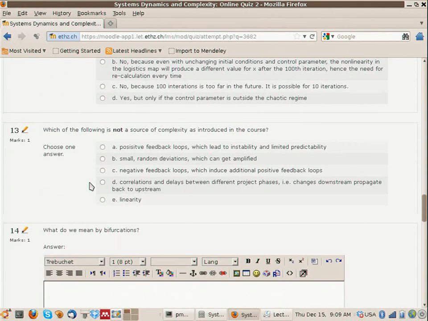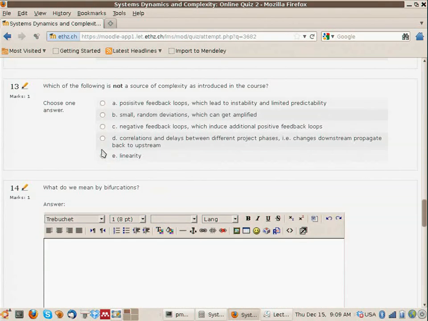Which is not the source of complexity? Definitely linearity. Linearity does not produce complex behavior. Why? Well, it's simple. You provide an input, you know exactly what your output is going to be. It's kind of a fraction of your input. Bifurcations, I think you already know this.